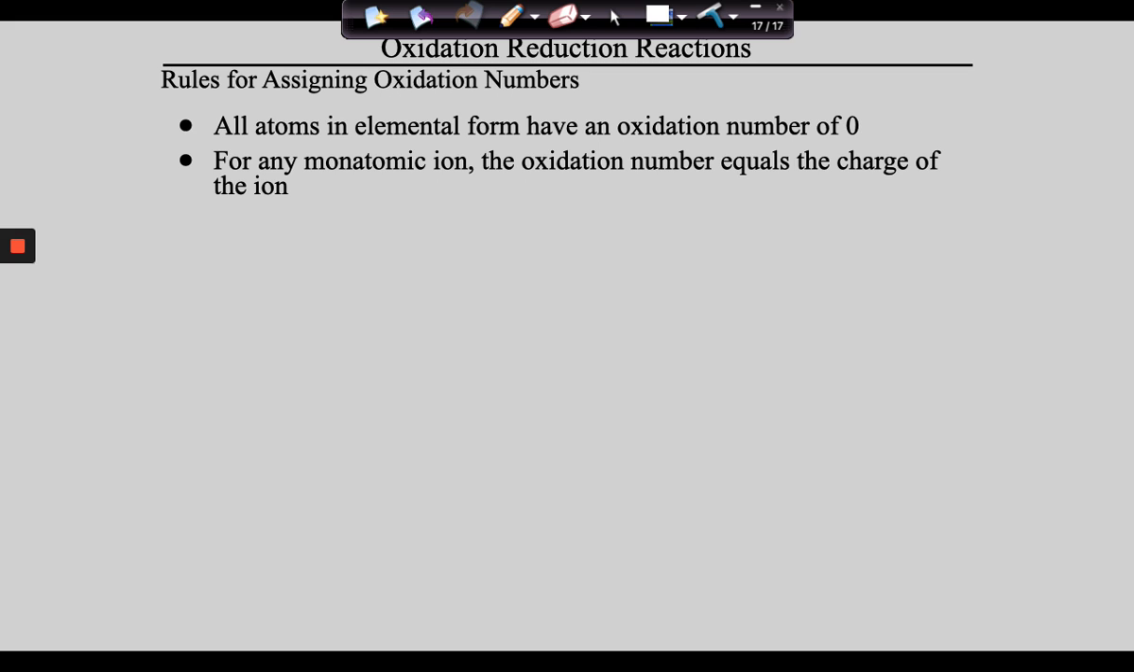So guys, for any monatomic ion, the oxidation number is equal to the charge of the ion. So guys, let me show you what this means.